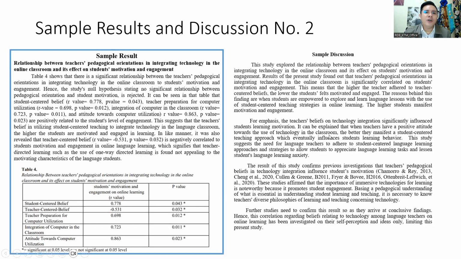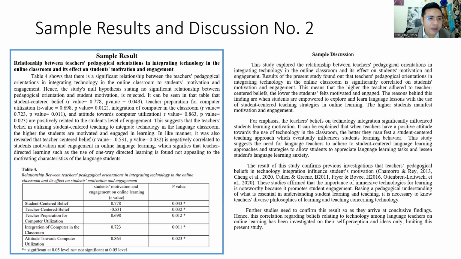Okay? So number 2 example for the results and discussion section is the relationship between teachers' pedagogical orientation, integrating technology in the online classroom, and its effect on students' motivation and engagement. So the results started with Table 4, referring to Table 4. It's just plainly stating the trend in the table. Table 4 shows there is a significant relationship between teachers' pedagogical orientation, integrating technology in the online classroom, and students' motivation and engagement. Hence, the study's null hypothesis stating no significant relationship between pedagogical orientation and student motivation is rejected.